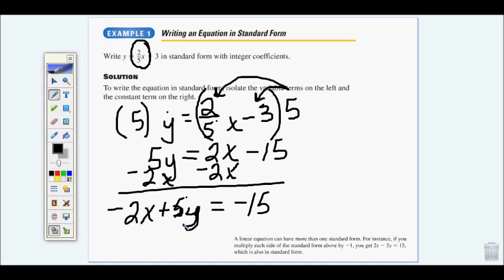Now, this is one of those places where the book sometimes contradicts itself. It says a linear equation can have more than one standard form. For instance, if you multiply each side of the standard form by a negative 1, then you would get a positive 2x minus 5y equals a positive 15. This is also in standard form. Both ways are correct.